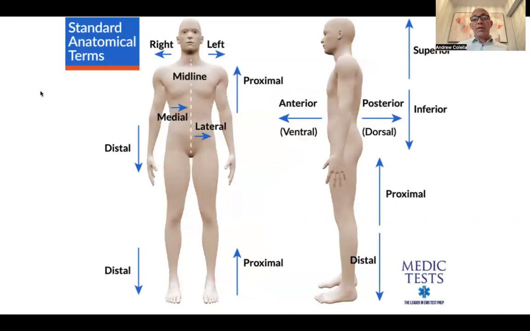Okay, then we've got all of our directional terms here as well. Medial and lateral, in reference to the midline. Distal and proximal for the appendages. Anterior and posterior. Ventral and dorsal. Superior above, inferior below. And you've got a nice set of tools to use to really dig into our studies.